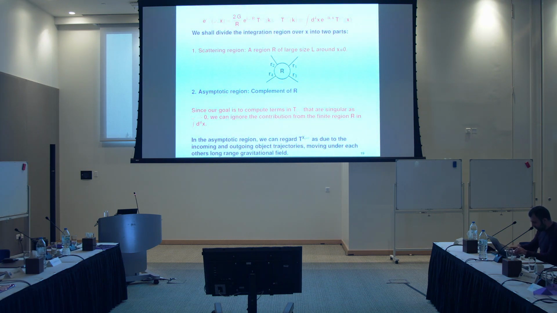So, let us assume for simplicity that the particles are uncharged. So, the only long range field that acts between them is the gravitational field. The idea is that in this region, the particle motion is controlled by the long range gravitational field between the outgoing and incoming particles. And the integration from the finite region can be ignored because that is not going to give a singular contribution to T hat mu nu.